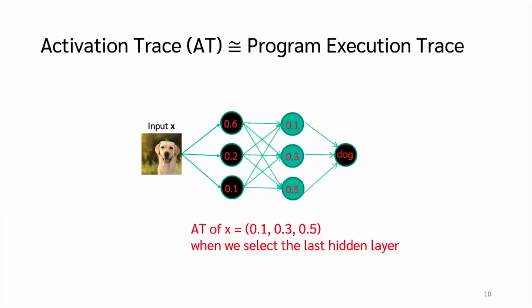Let me introduce more about surprise adequacy. One important notion of surprise adequacy is called the activation trace, which captures the internal state of the neural network. So it is a kind of proxy of the internal logic of the neural network. In this example, the activation trace is a vector with 0.1, 0.3, and 0.5.